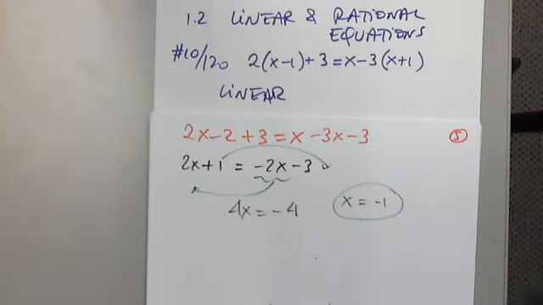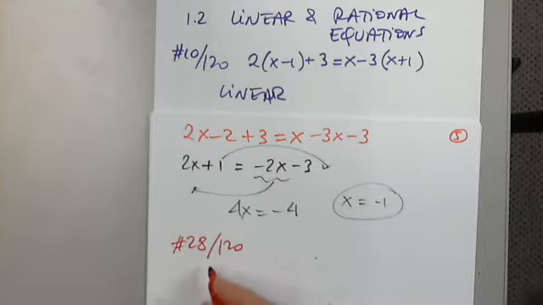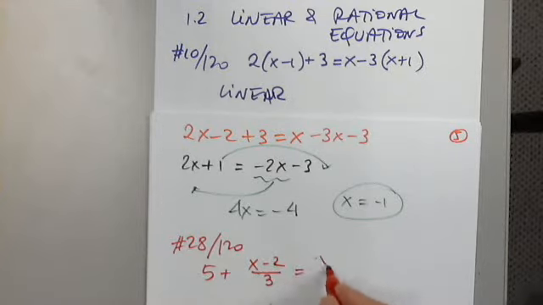Should we look at one more? Sure. Okay, here's one more. Let's say 28 on page 120. 5 plus x minus 2 divided by 3 equals x plus 3 over 8. What type of equation is this?